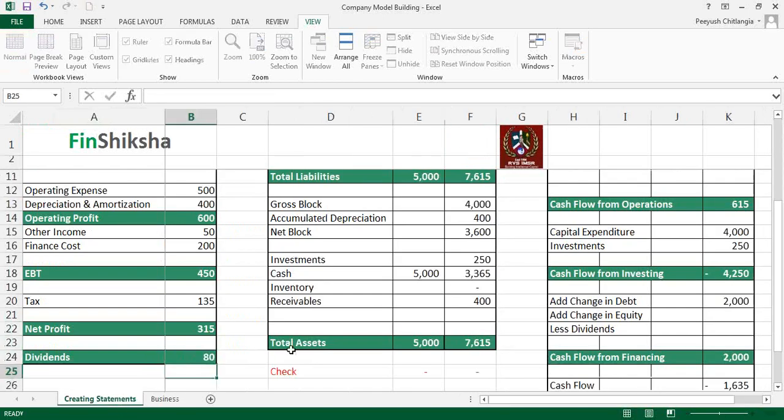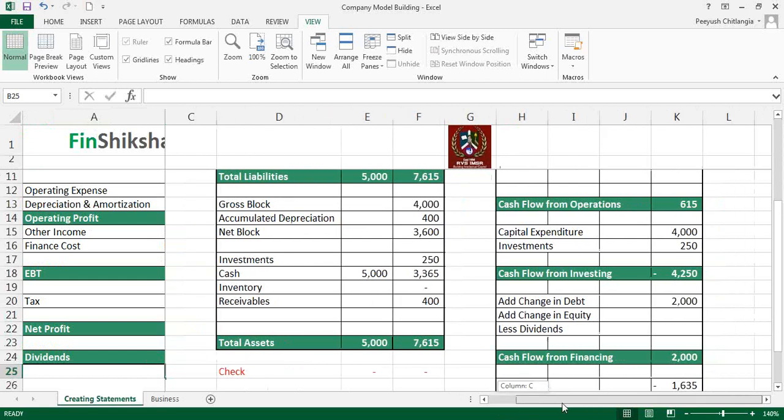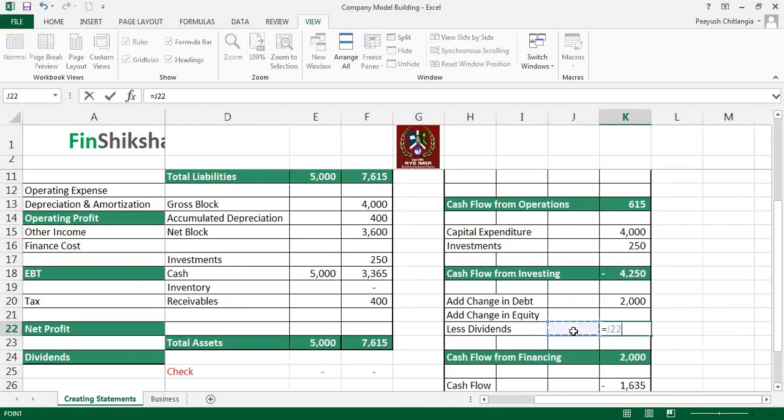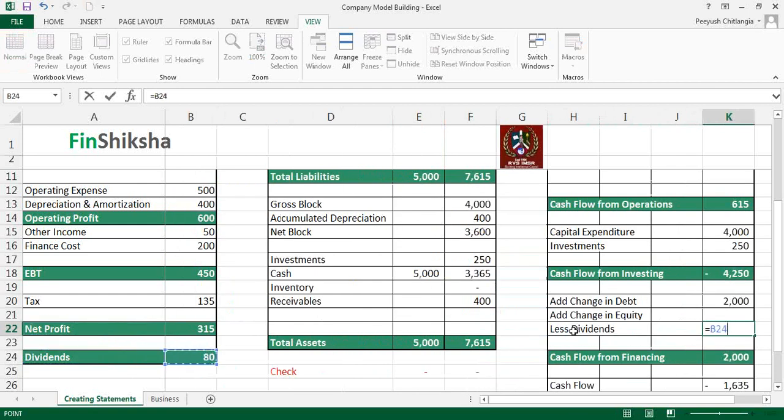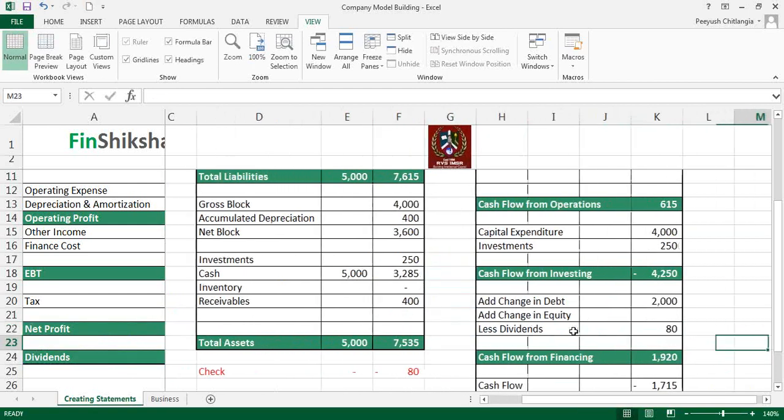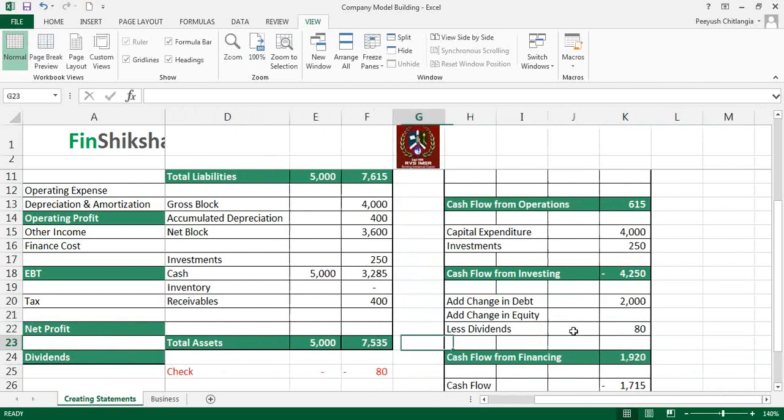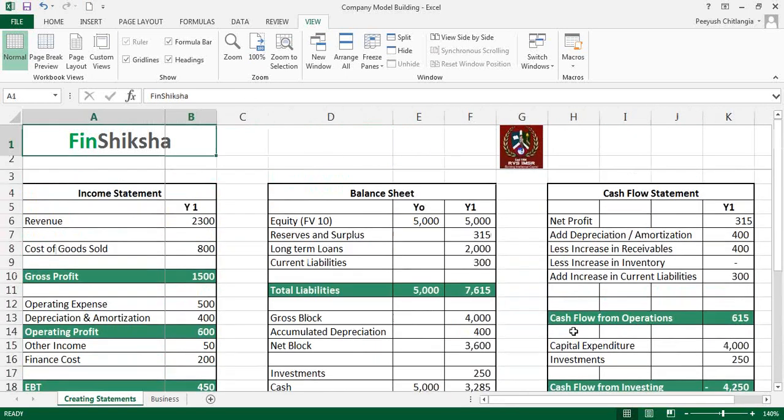Finally, the company chooses to pay a dividend of 80 crore. So we plug in a dividend number here of 80 crore. Now, the moment we plug in a dividend number here, that's a cash outflow. So dividends go out to that extent, and I link the dividend number here. So cash goes down by 80. What happens on the other side? Dividend is a payout to the shareholder, right?